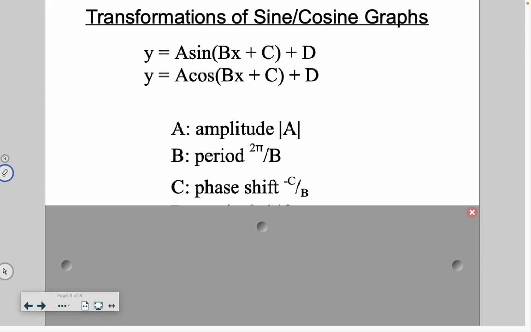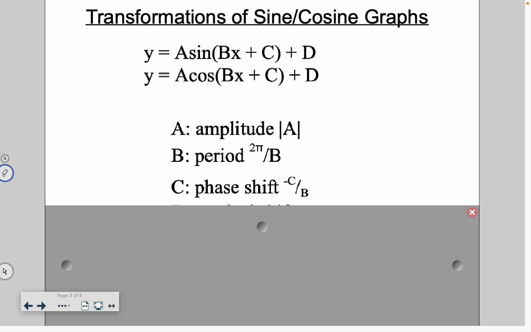So one other way to think about this, other than the opposite of C over B, notice that B and C are in parentheses. You could think back to zero product property when you factor. If you just take what's in parentheses here and set it equal to 0 and solve for x, turns out that's your phase shift, because you're going to subtract C and then divide by B. Okay? So that's another way of thinking about it. If you just set the stuff in parentheses equal to 0 and solve, you'll get your horizontal shift.